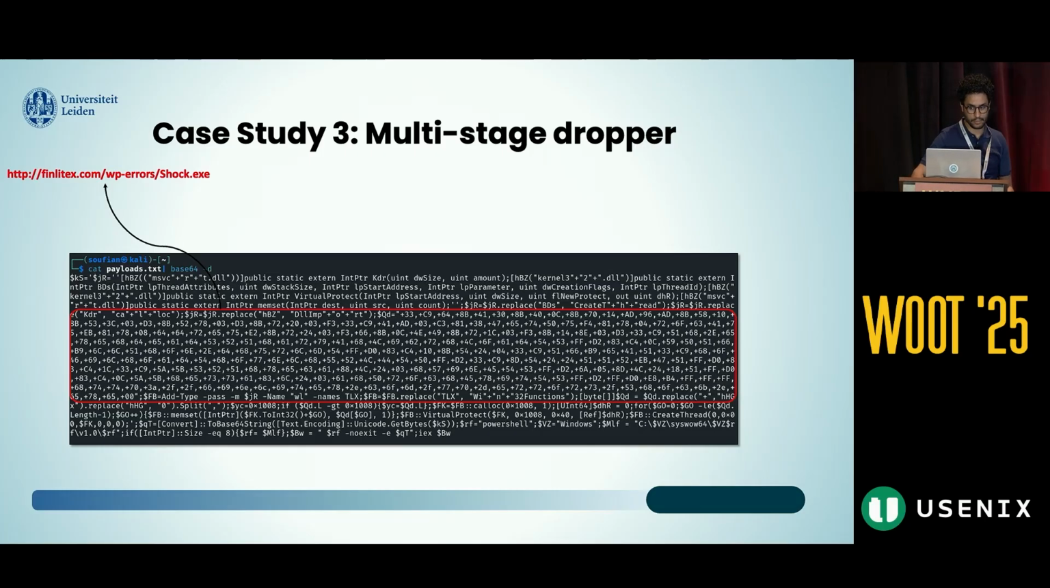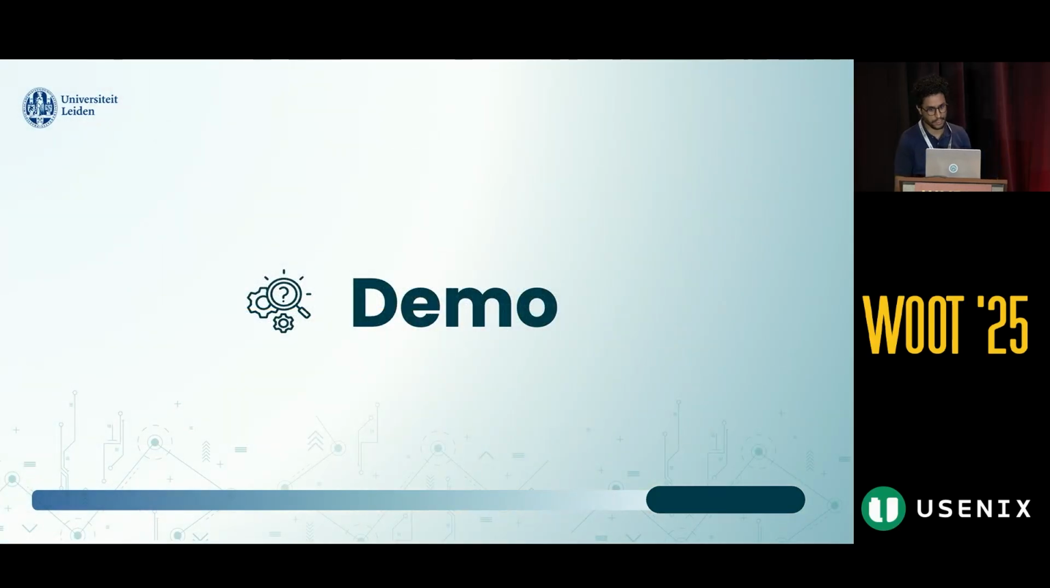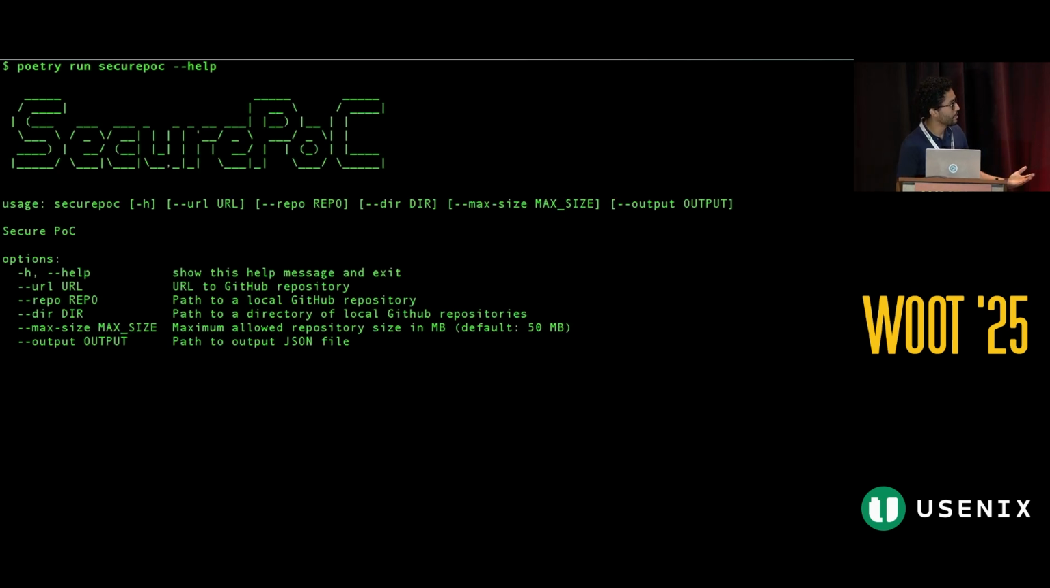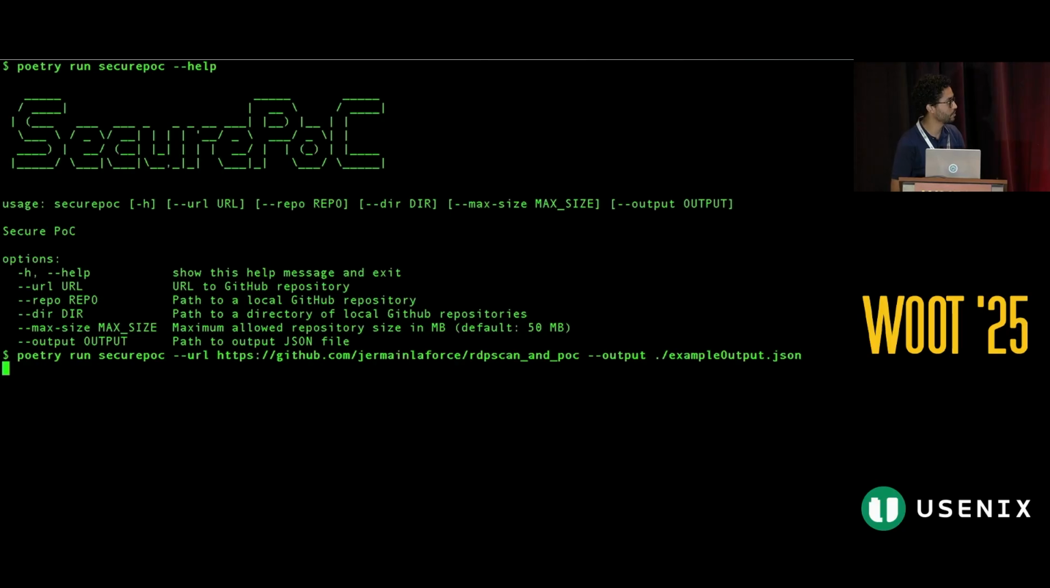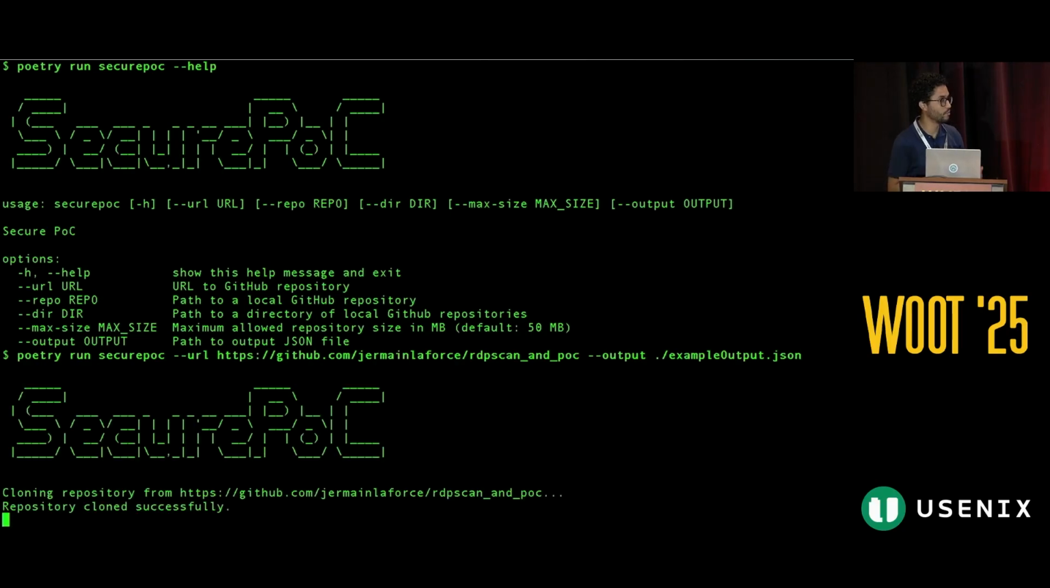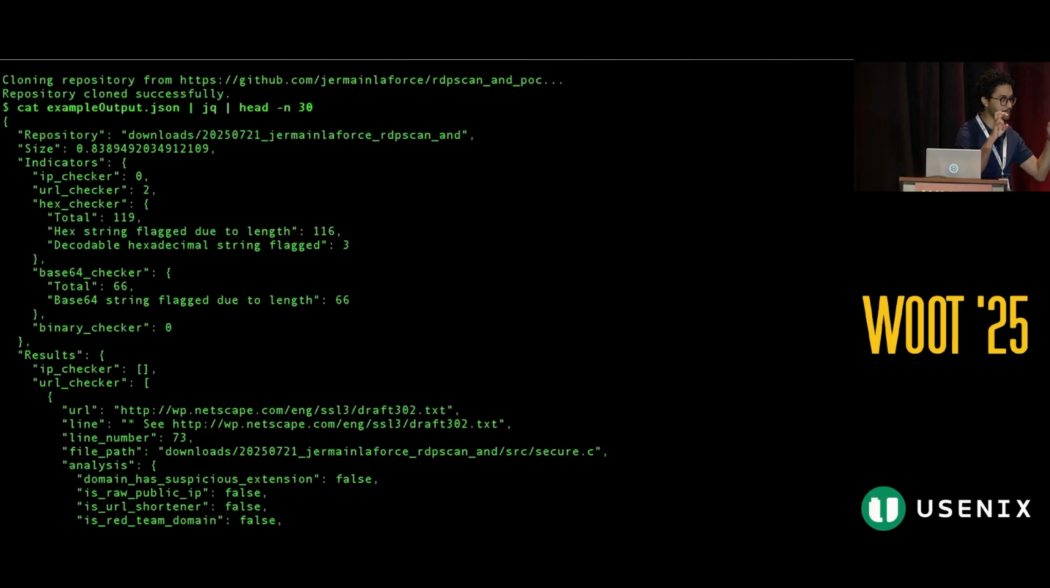And just before I close, I would just want to show you a little bit of a demo, just for a few seconds, on how the tool actually works. It's pretty straightforward. You just need to run it. And then you can either give it a URL, a specific repository, or give it a directory that contains multiple repositories. And then it starts flagging which PoCs might have malicious content that you actually need to check.